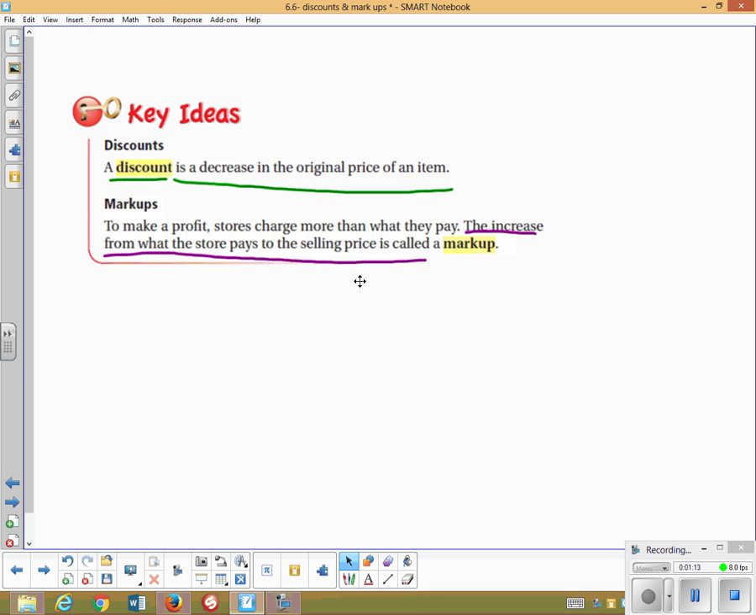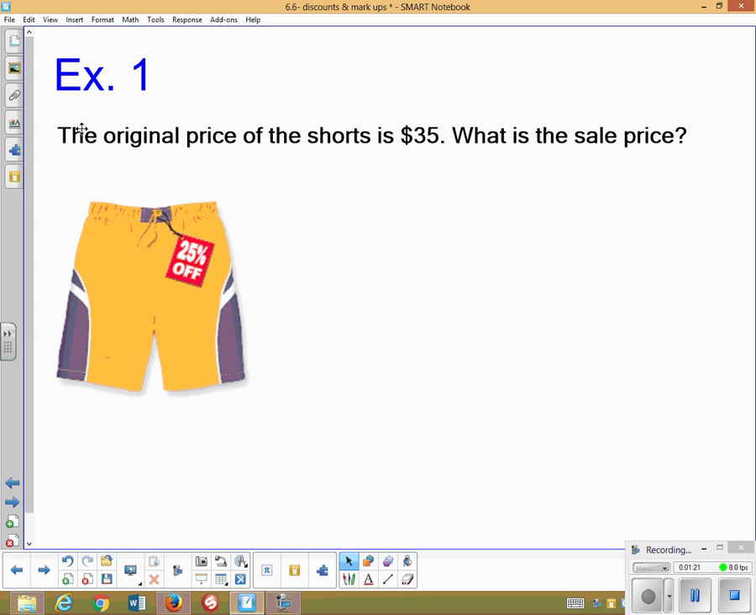So if you're a customer at a store, you like discount. But if you're a store owner, you like markup. So let's go ahead and practice some of these problems today. In the first example I have here is a pair of shorts, and it seems like we are going to find the sale price, which is a discount.